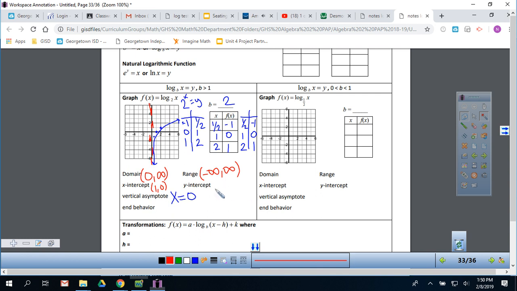Are we going to have a y-intercept? And then end behavior. As x, what's x approaching? 0. So as we get closer to 0, our graph is going down to negative infinity. And then at the other end of our graph, as x approaches positive infinity, so as we go right, what direction is our graph going? Positive infinity.